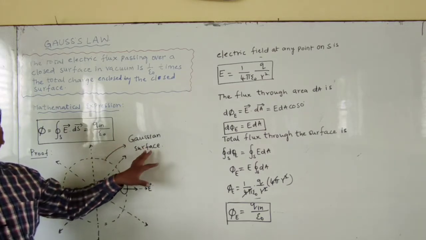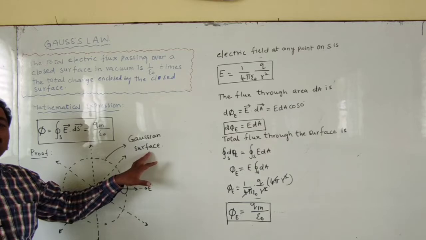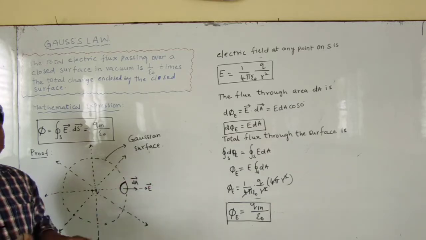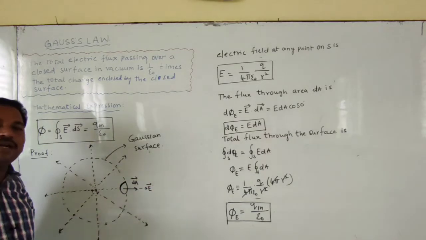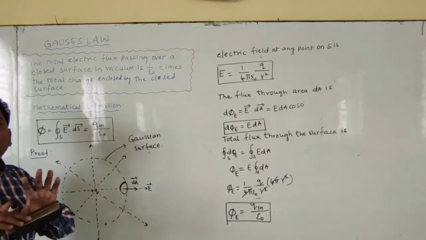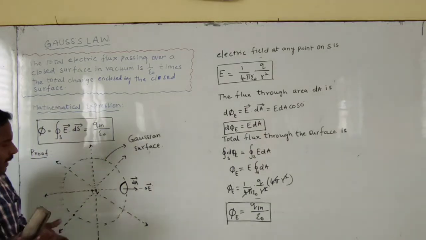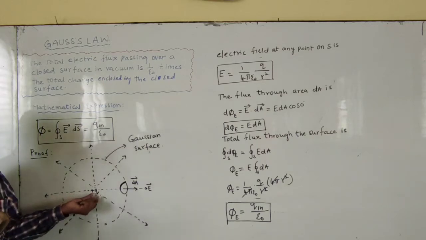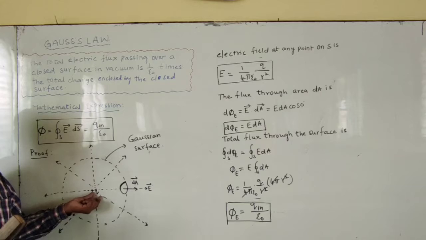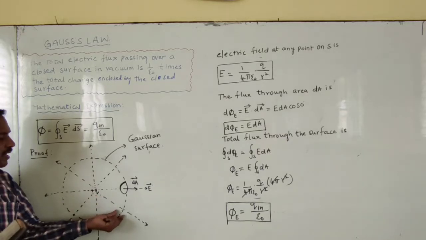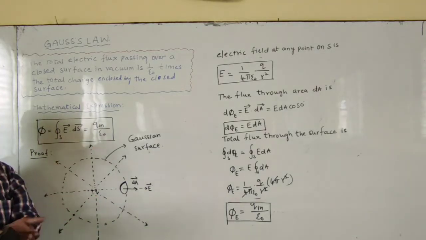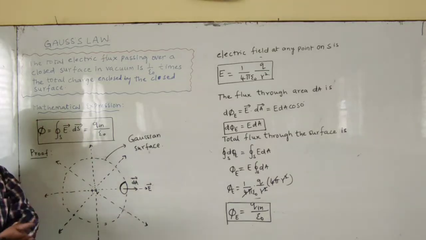Now what is meant by a Gaussian surface? It is a hypothetical surface imagined around the charge to find the electric flux. The electric field lines produced by the plus q charge cross normal to this hypothetical surface, or Gaussian surface, and then flux is produced.